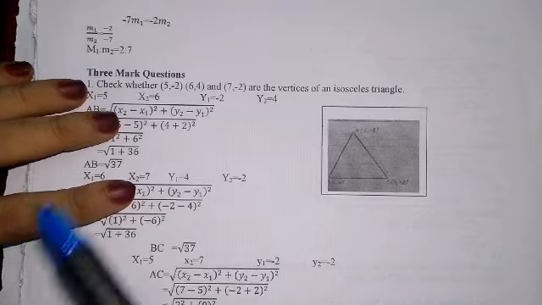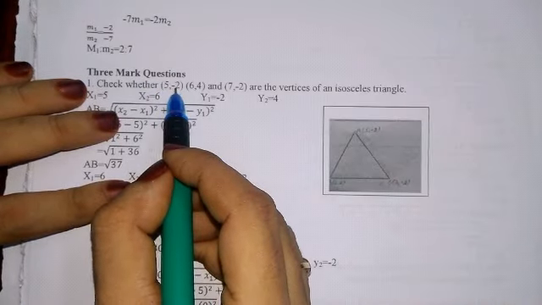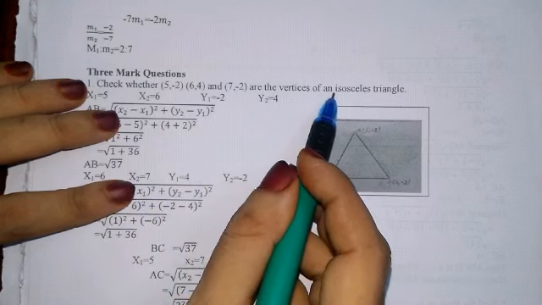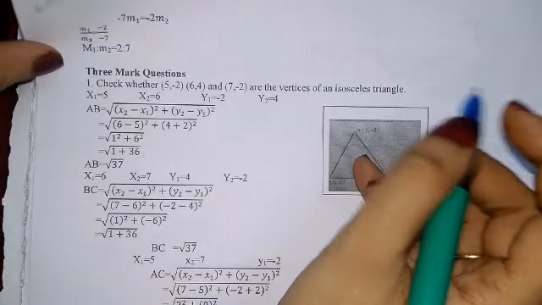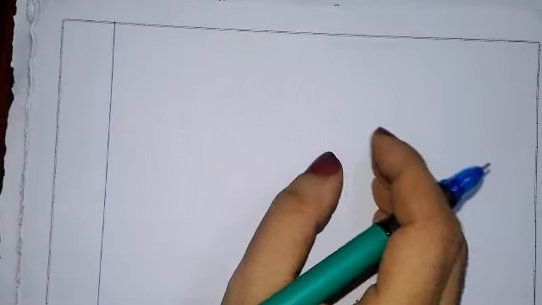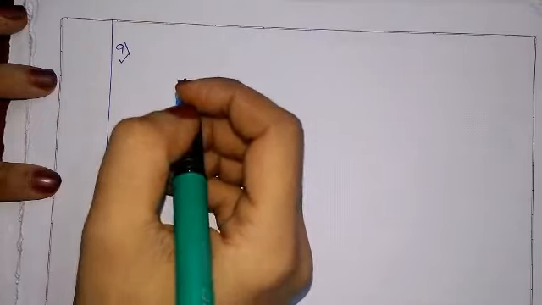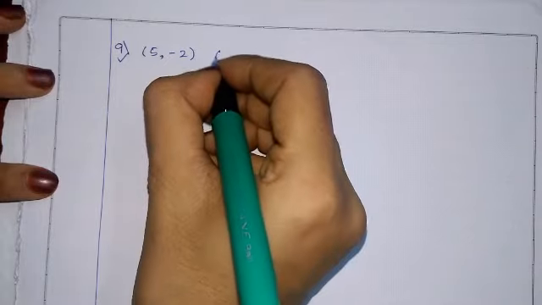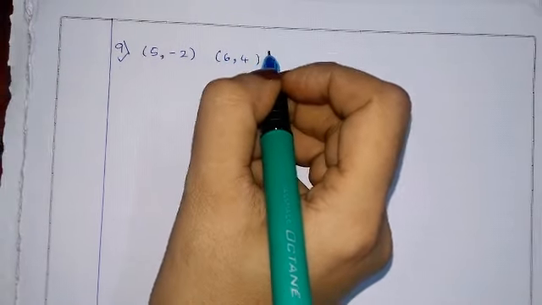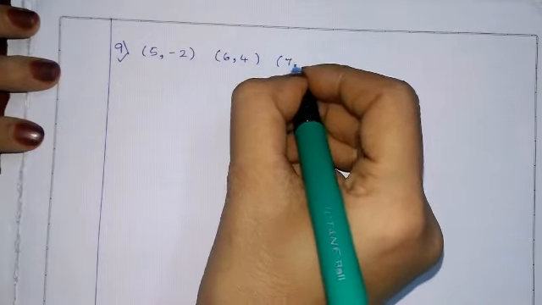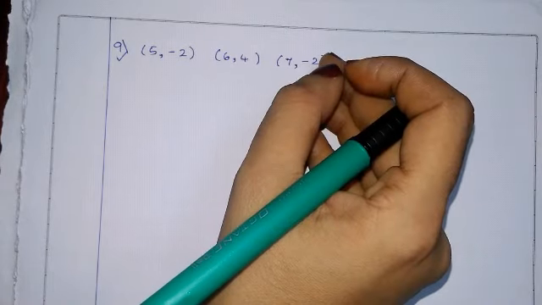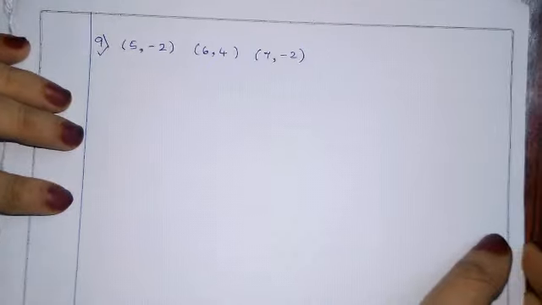So the next question now: check whether 5 minus 2, 6 4 and 7 minus 2 are the vertices of an isosceles triangle. This is a very important question. We have to check whether it is vertices of an isosceles triangle or not.